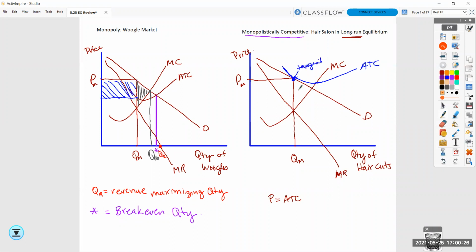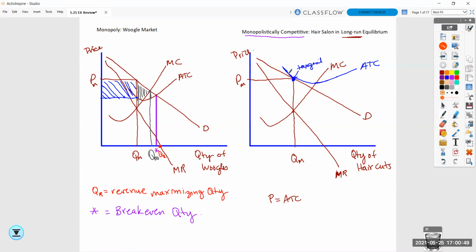You can still find all the other information that we found in the monopoly. We can look to see where the socially optimal quantity is, that allocatively efficient quantity. We can look at where the revenue is maximized. And this obviously is where we have a break even.